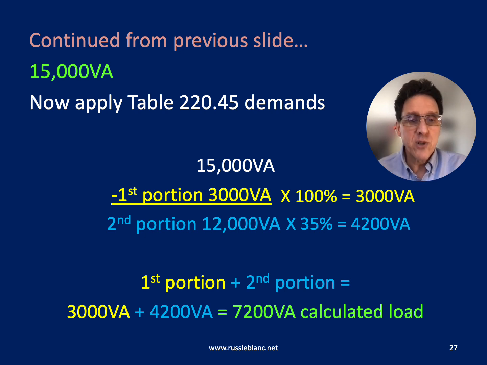And so that's how much load is added to the service or feeder for the general lighting, small appliance, and laundry. Just those portions. And you add that load to all the other loads like a range, a dryer, and whatever other appliances and air conditioning and heat loads might be there.